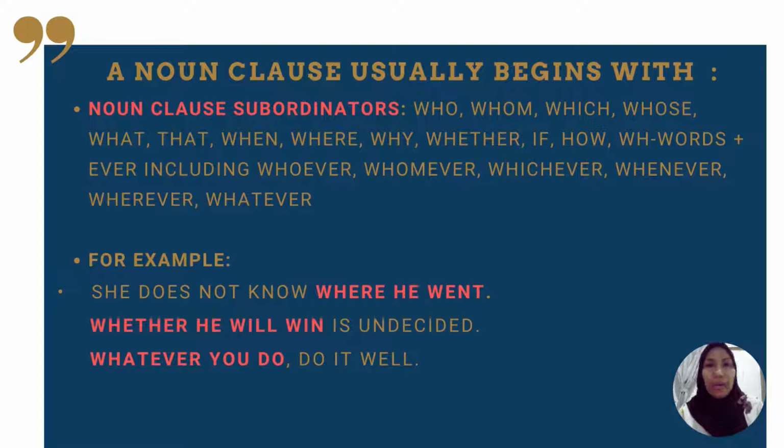A noun clause normally starts with subordinators. For example, the question words who, whom, which, whose, what, and so on, including whoever, whomever, whichever, whenever, wherever, or whatever. For example, she does not know where he went. Whether he will win is undecided, or whether you do it well.